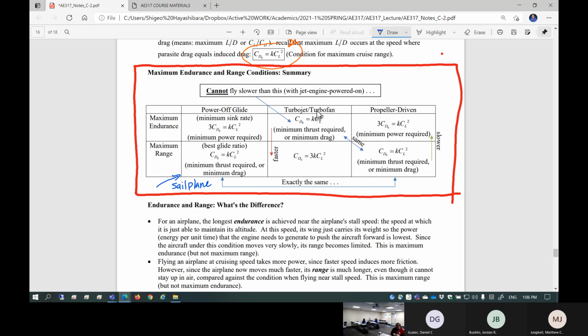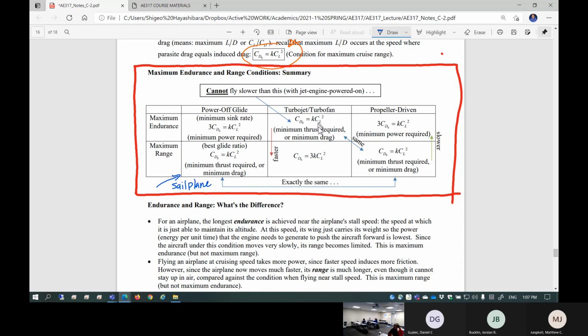Then all of a sudden you switch the equation from here to here, right? So this is the condition for maximum endurance. This is the slowest possible speed you can fly with the jet engine powered on. Does it make sense? So that's why this is the condition. So this is equal to that, because this is the slowest possible speed.